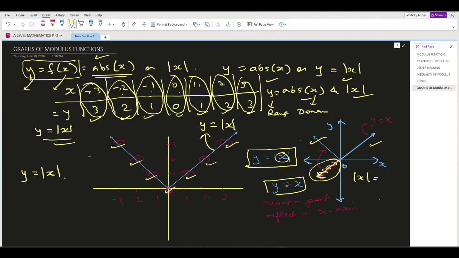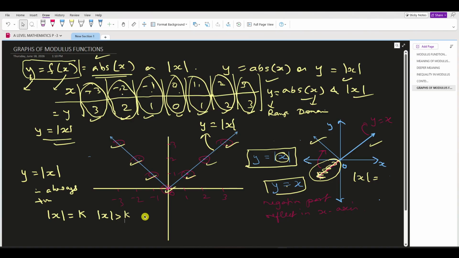And this is always having positive value. So the graph will always be above the x-axis. And you should understand very well what is the meaning of modulus of x equal to k, what is the meaning of modulus of x greater than k, and what is the meaning of modulus of x less than k. These three statements, if you understand the meaning, you will understand this concept well, and further things in this particular modulus function you will understand and you will be able to do things.